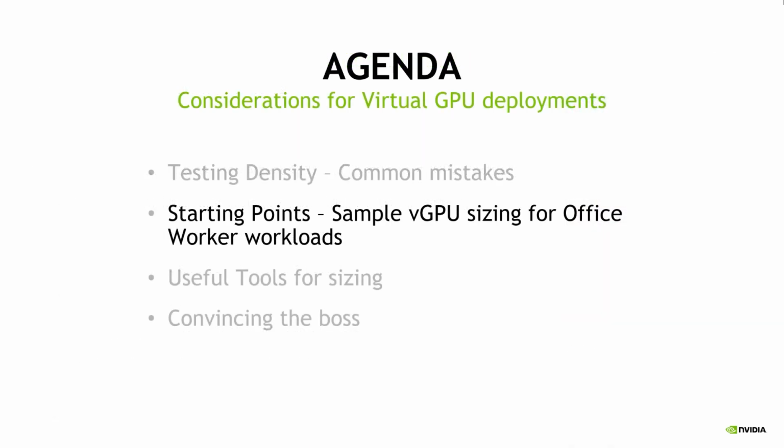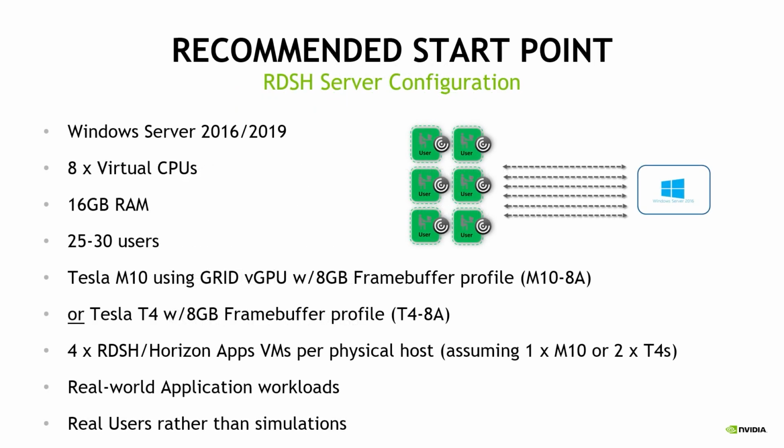Okay, so where should I start? I've got a GPU, I've got a server, I've got a few applications and a few VMs. Where should I start assigning my GPU profiles? So the first thing I'd say is there are two different types of virtual desktop that you might be deploying with virtual GPU. The first is an RDSH based workload. So this is a server serving out multiple terminal services sessions.